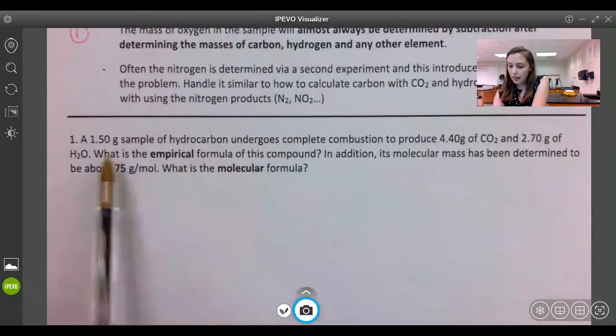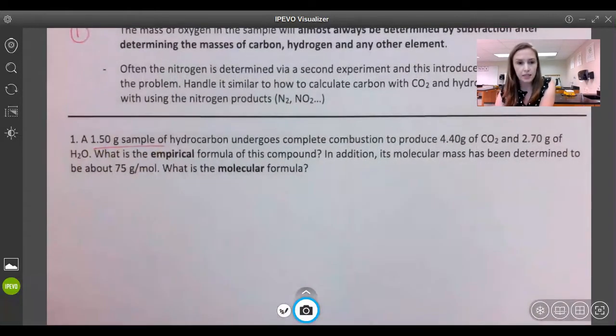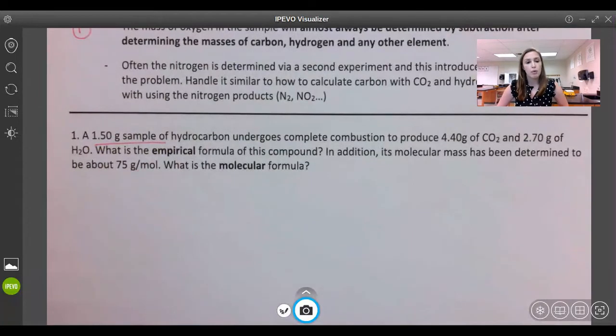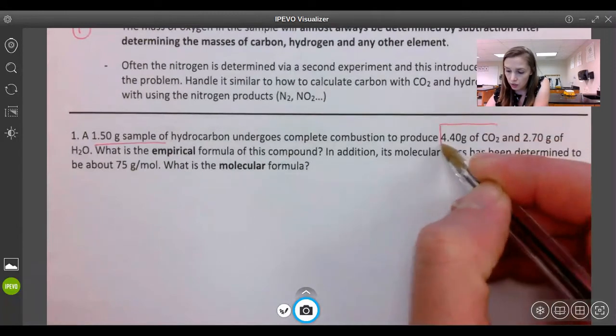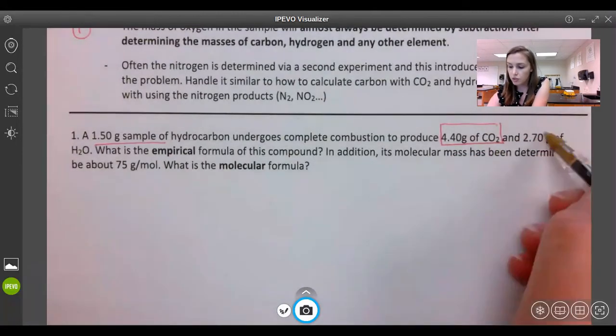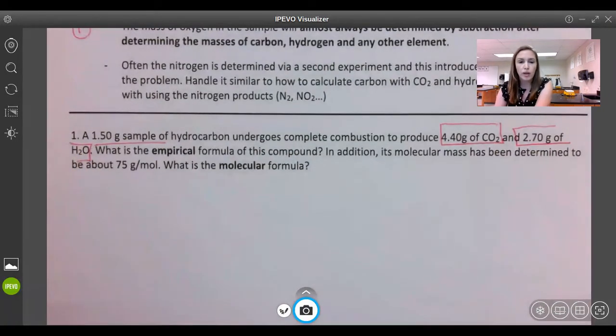You have a 1.5 gram sample of a hydrocarbon. So this is my initial mass that I'm dealing with. That's going to be important if we were especially dealing with a compound that involved oxygen, but for right now, it's just some information. It undergoes complete combustion, so all of it reacts. It is going to produce 4.40 grams of CO2 and 2.70 grams of H2O. Okay, what is the empirical formula for this compound?